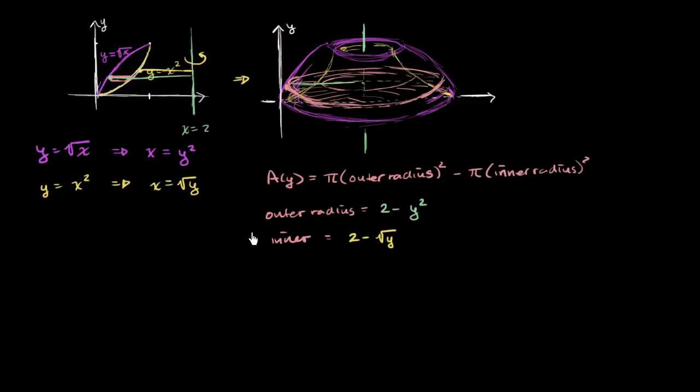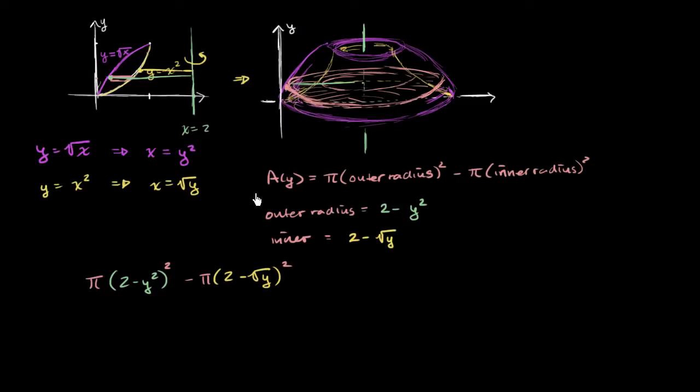I'll leave the pi there. It's going to be pi times the outer radius squared. Well, the outer radius is 2 minus y squared, and we're going to square that, minus pi times the inner radius squared. Well, we already figured that out. The inner radius is 2 minus the square root of y, and we're going to square that one too. So this gives us the area of one of our rings as a function of y, the top of the ring, where I shaded it in orange.